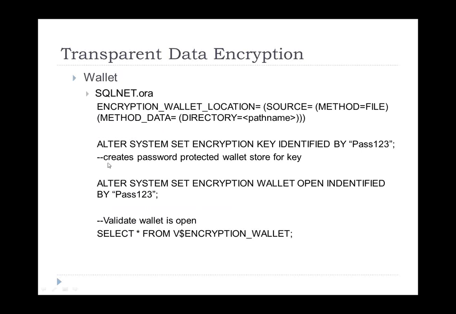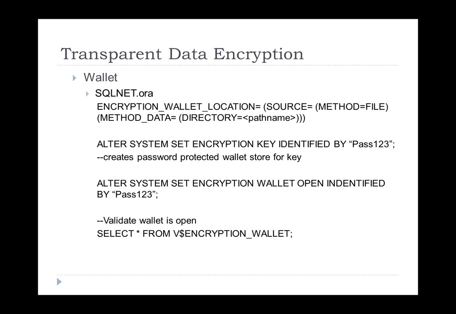So in transparent data encryption, we have a wallet, and that wallet information is stored in the sqlnet.ora, which gives you the location and the directory of where that is. You basically set up the wallet by doing an alter system set encryption key, and then identifying the password for that wallet. And when you identify that wallet, you can open it by using the password.